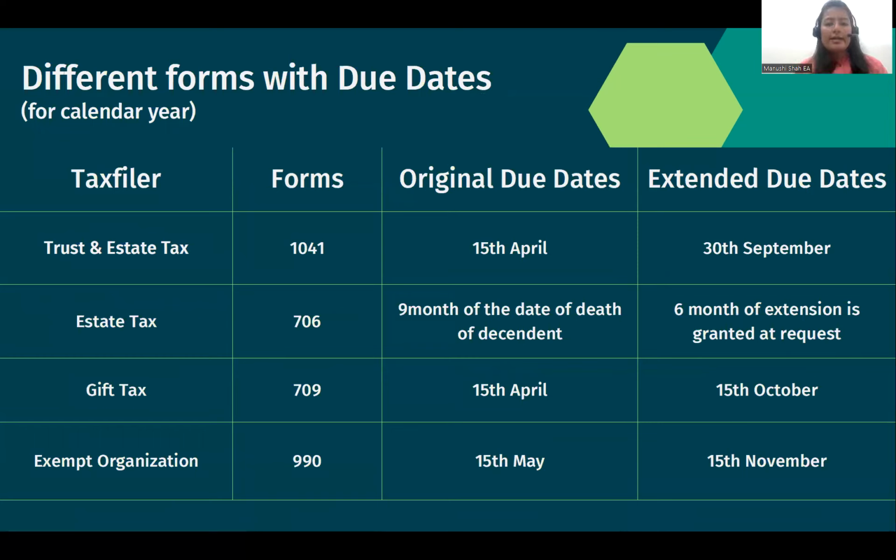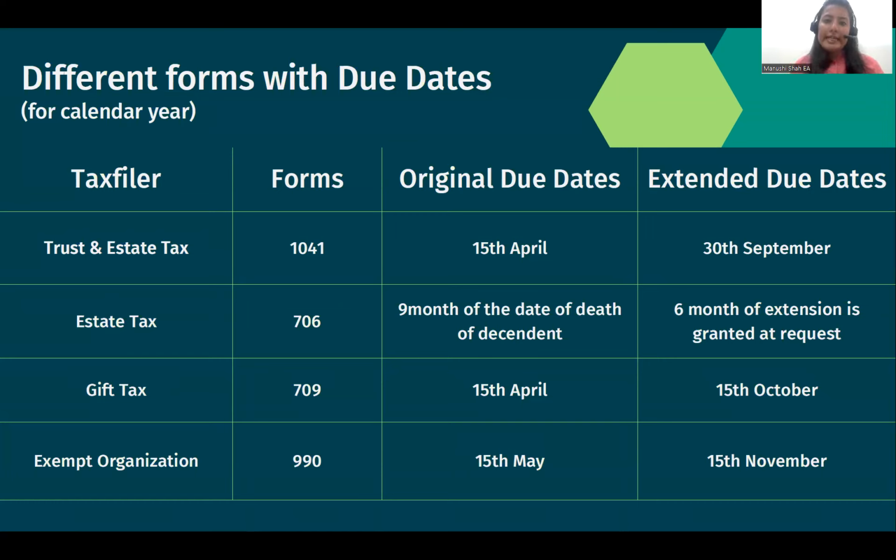Now, if we talk about trust and estate tax. For trust, we have to file form 1041. Original due date is 15th April, but the extension due date is 30th September. So here is the case where we need to check the extended due date because it is not similar to the others. Here you can see the original due date is 15th April, but the extended due date is 30th September, right? We get additional days to file the tax return.